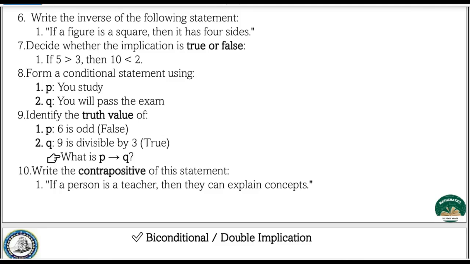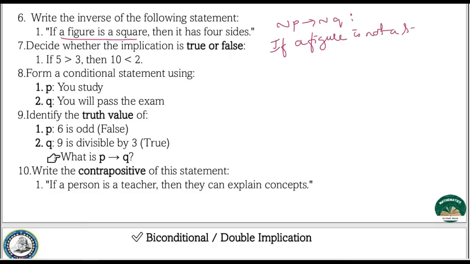Then write the inverse of the following. What is meant by inverse? Inverse is negation P implies negation Q. So what is P here? P: a figure is a square. What will be negation P? A figure is not a square. So we can write: if a figure is not a square, then what is the second statement? It has four sides. Negation of that will be: it doesn't have four sides. You can change some statements for grammatical corrections, writing the statement in the correct order.